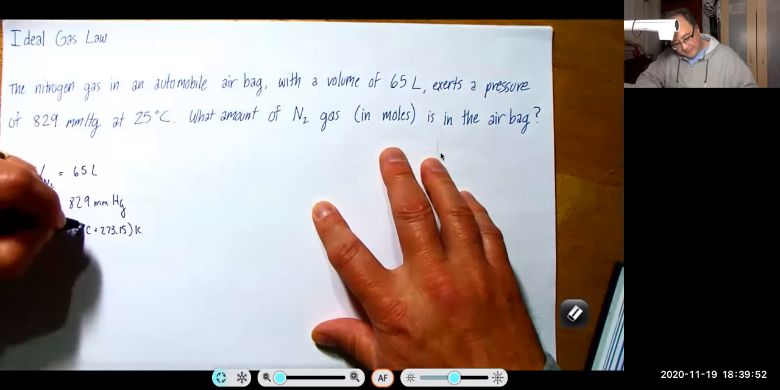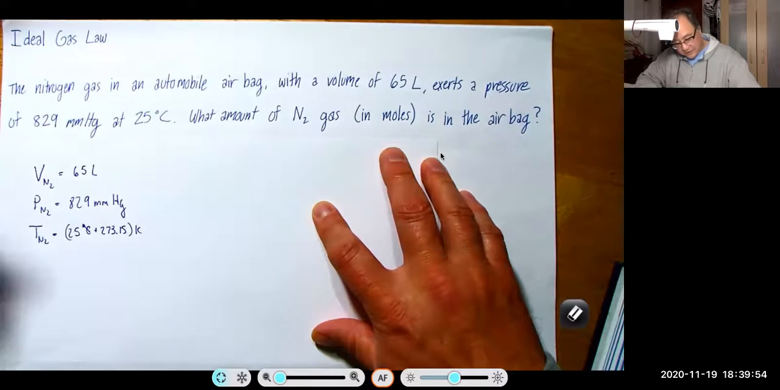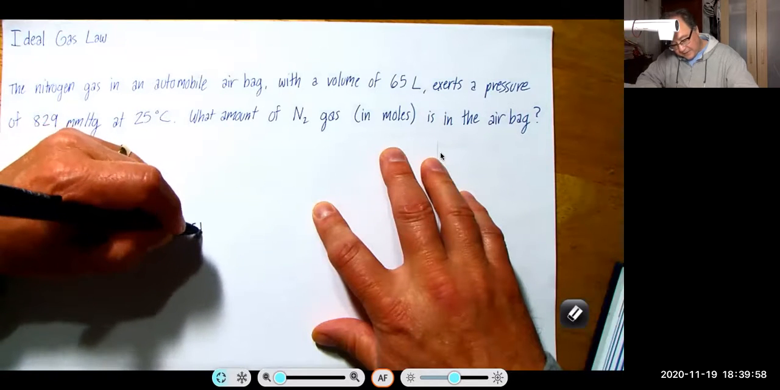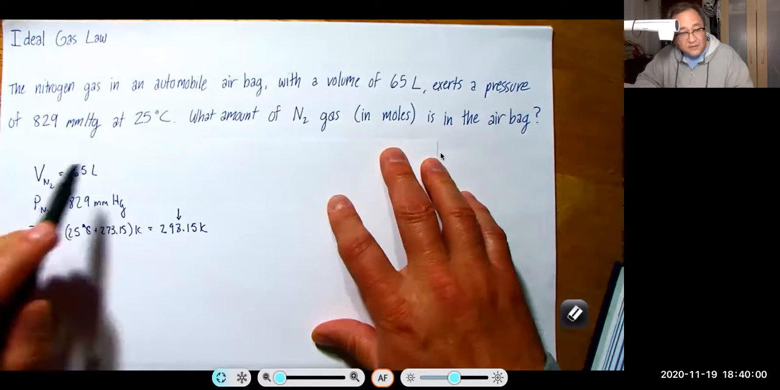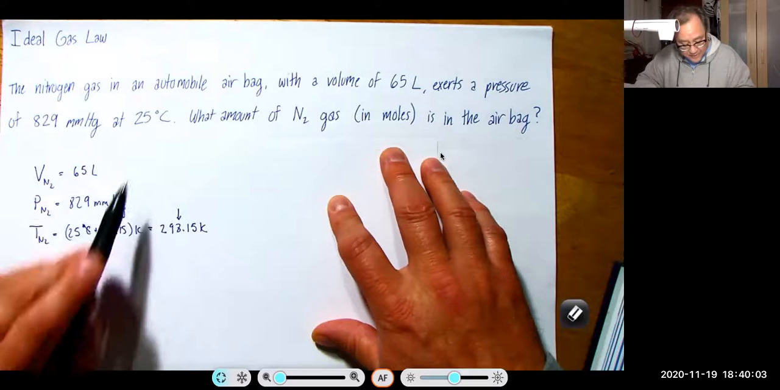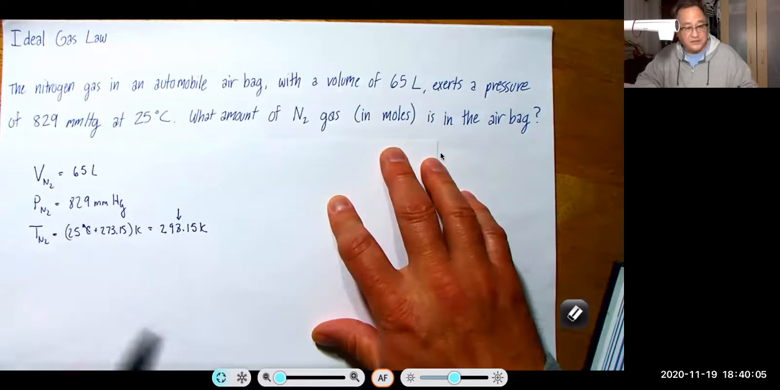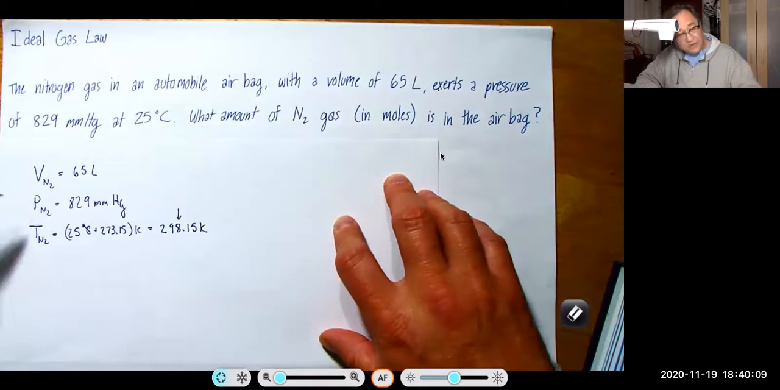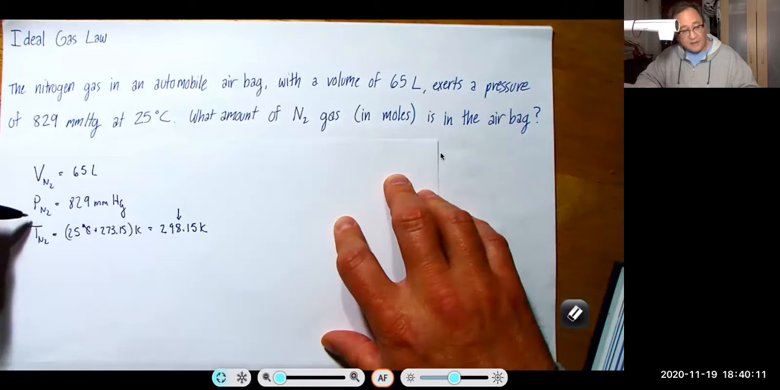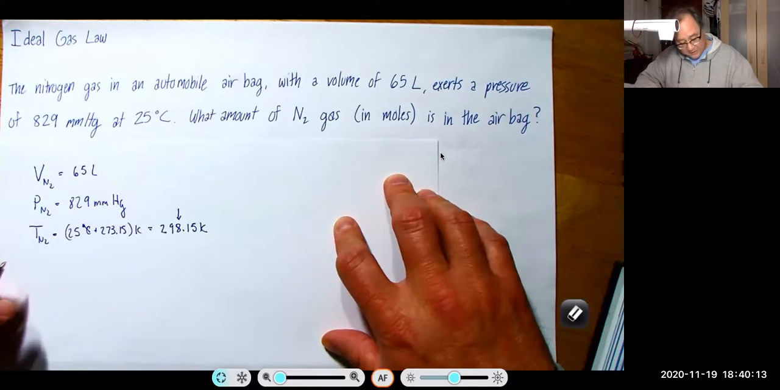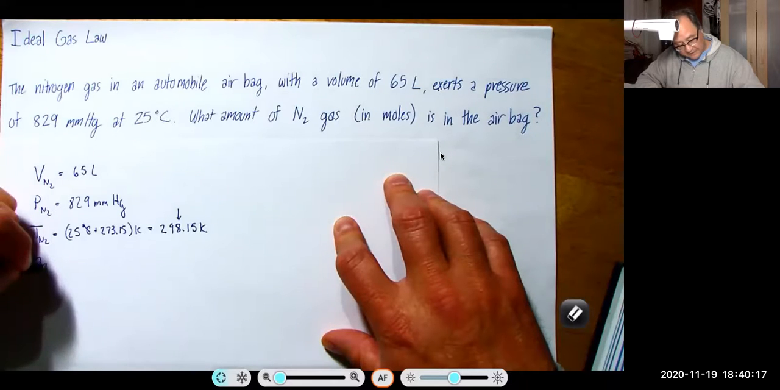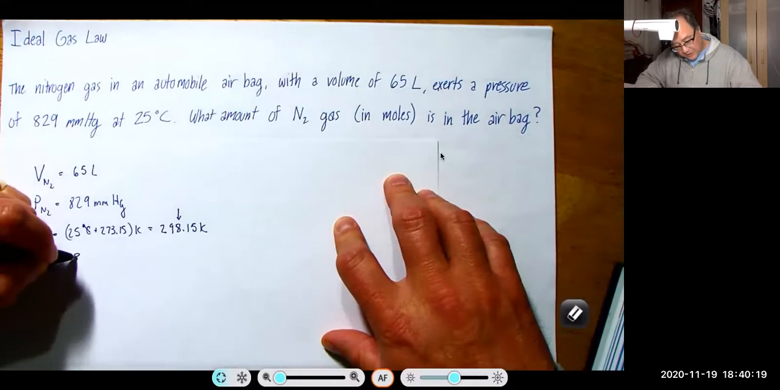And we end up getting 298.15 K. Now, this 25 is only good to the ones, so that means when we add these together, this is only good to the ones. But I'm not going to round yet. So I've got my volume, I've got my pressure, and I've got my temp. And then n, what amount? So the n of N2 is what we want.